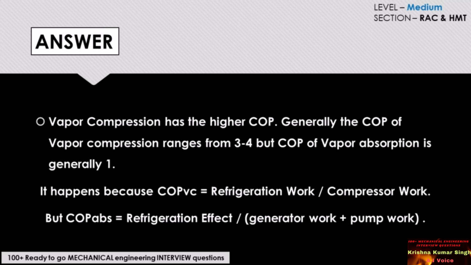Generally, the COP of vapor compression ranges from 3 to 4, but the COP, or coefficient of performance, of vapor absorption is generally 1. It happens because the coefficient of performance of vapor compression is equal to refrigeration effect divided by compressor work. But the coefficient of performance in case of the vapor absorption system would be refrigeration effect divided by generator work plus pump work.